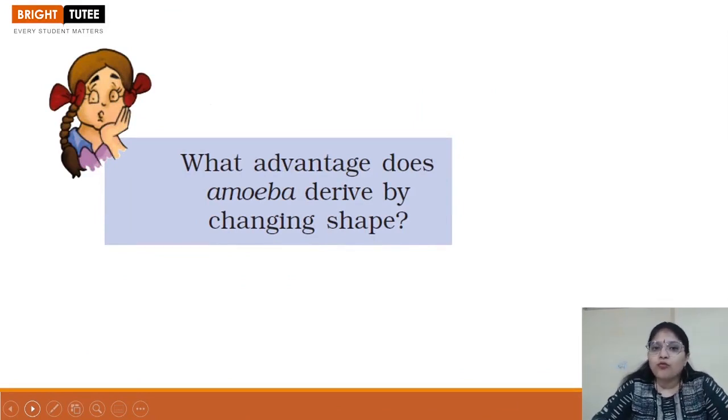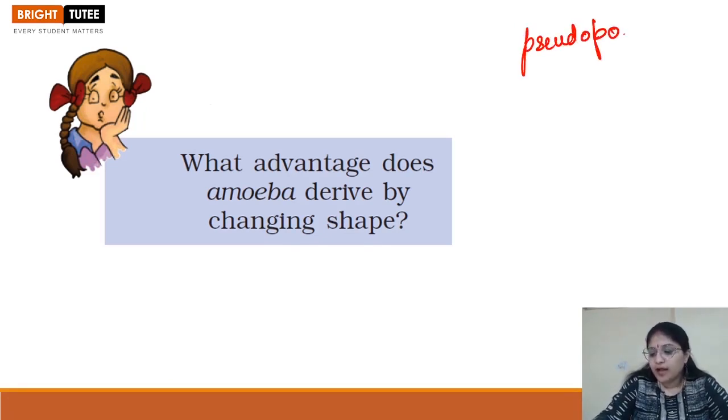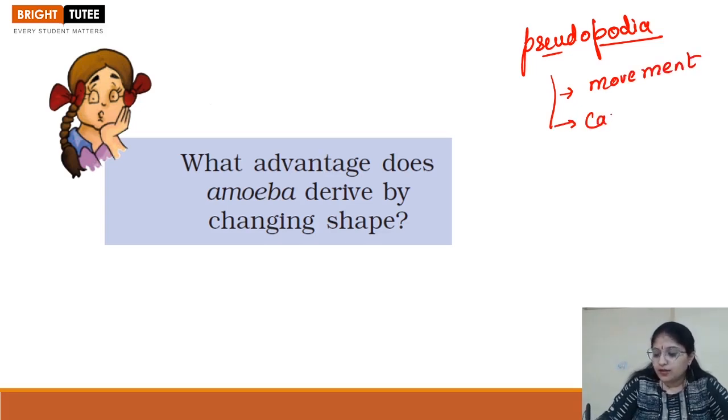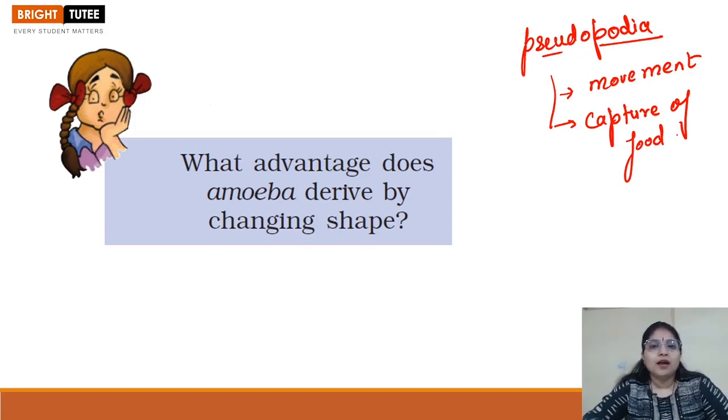She wants to know what advantages amoeba derives by changing the shape. As we know, with the help of changing the shape, the amoeba can create pseudopodia, right? And pseudopodia, as I already explained, are false feet which help in the movement and capturing of the food. So this is the advantage which helps the amoeba to move from one place to the other and to capture the food, right?